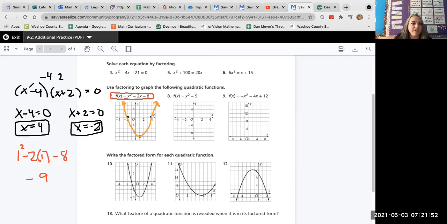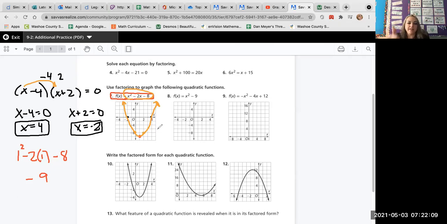And like I stated earlier, it's already in standard form, right? It's already in standard form, so that was nice. So you really already have your y-intercept as well, which is -8. And we can see that here, and we can see that it's been reflected on the other side.